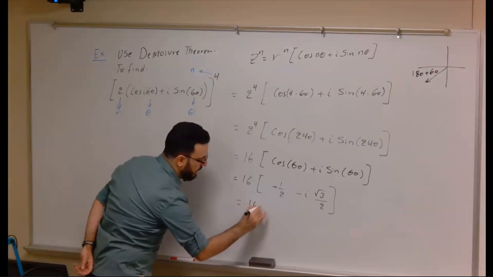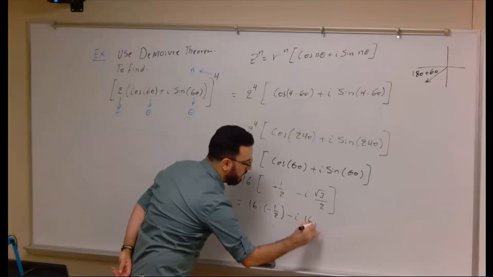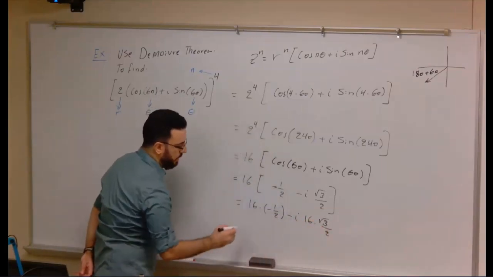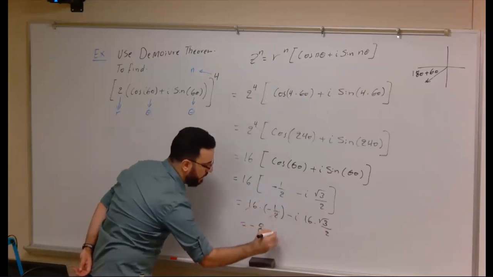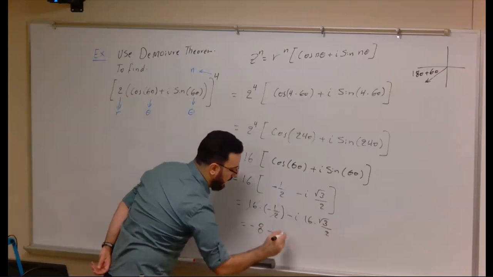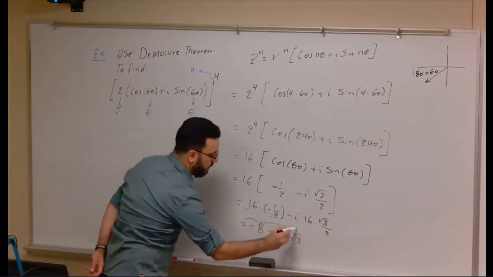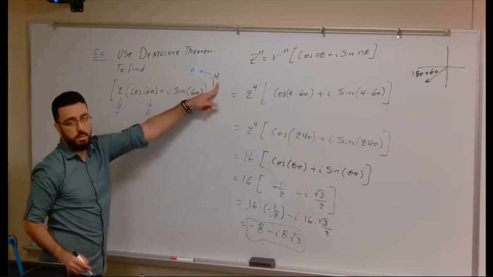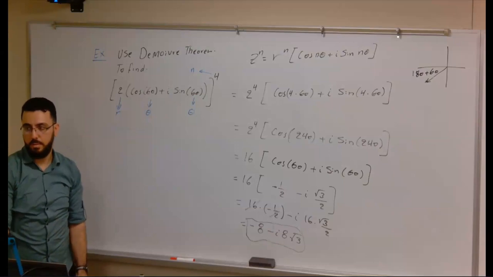It's going to be 16 times negative half minus i 16 times square root of 3 divided by 2. Simplify. So it's going to be negative 8 minus i 8 square root of 3. So here is the complex number, this number to the power 4. Got it so far?